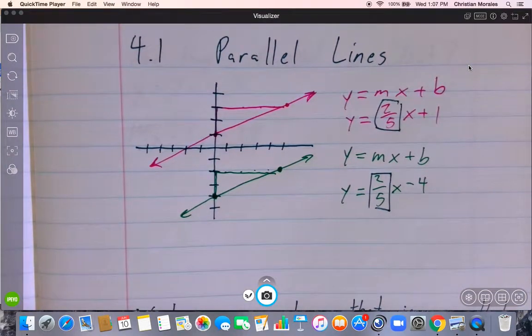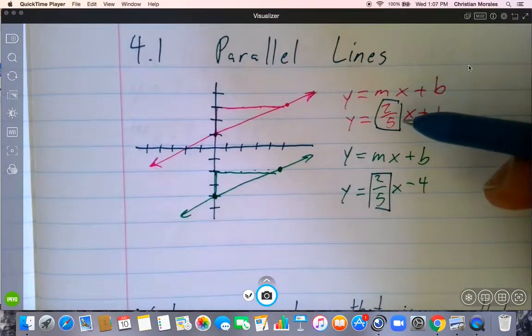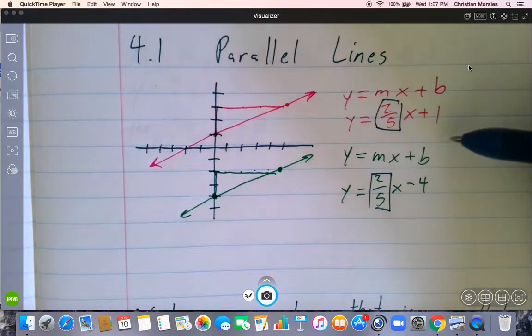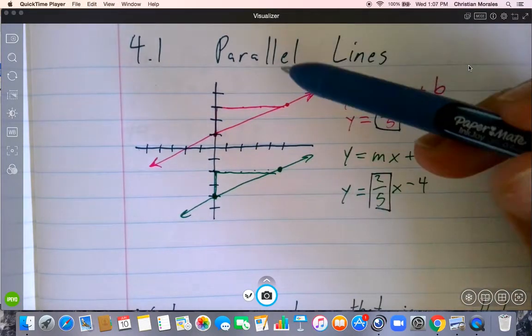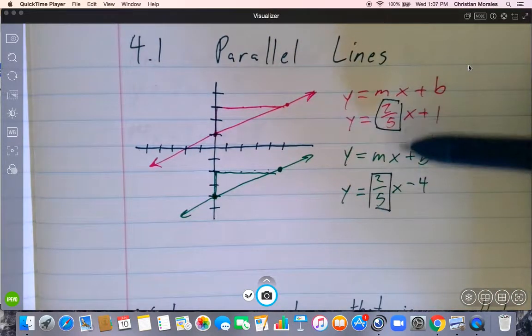So even if you don't have a graph, if you can identify them having the same slope, they're parallel. Now, the y-intercept doesn't matter. It really doesn't. This line could be lower, this line could be higher. They would still be parallel if they have the same slope.